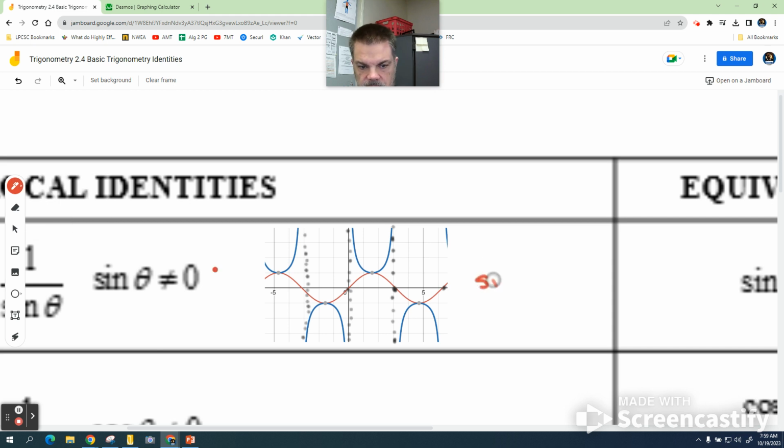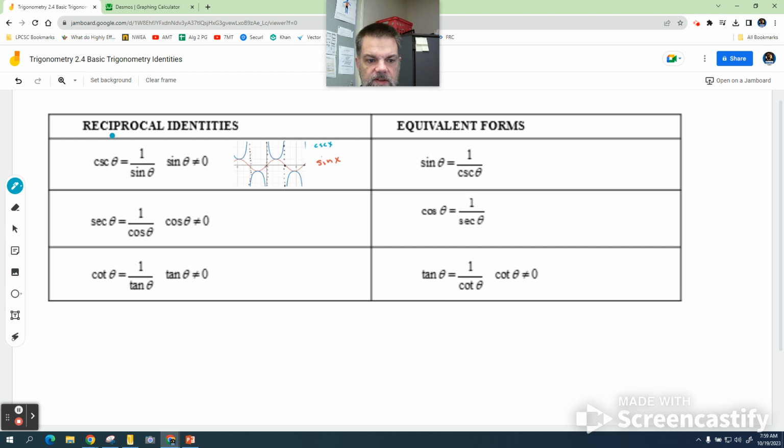The red graph is sine of x, the blue graph is cosecant. Okay, that's the first one. And I'm not going to put all the graphs in there, but I just want one visual illustration as to what happens when we do the graphs.